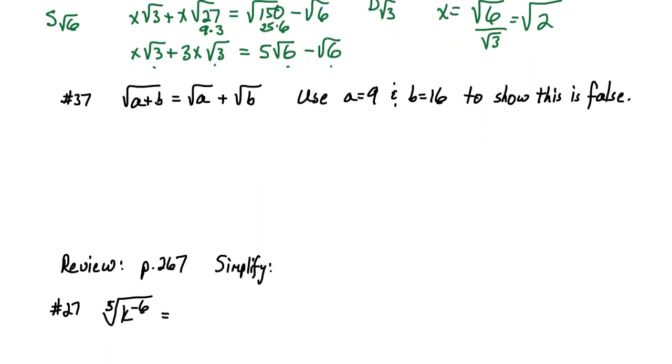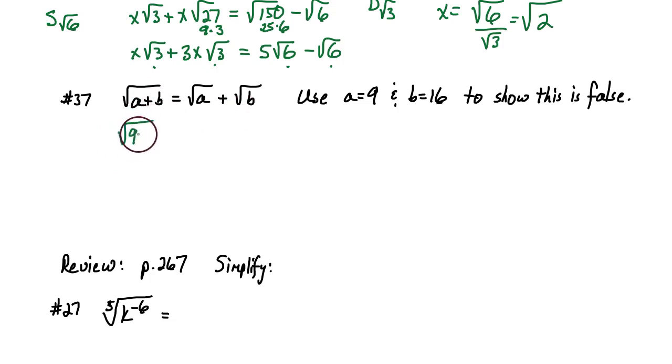Number 37. We're given this equation and we're told numbers to use for a and b with the purpose of showing that this is a false statement, that you can't take the square root of a sum and split it up into two pieces like we often do with multiplication problems. That factoring thing only works with the multiplication, not with addition. Let's show why.